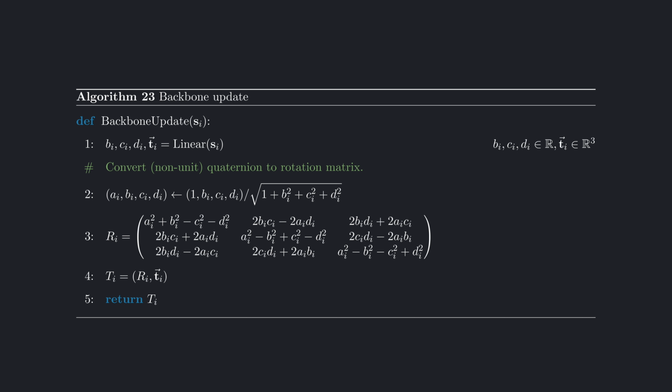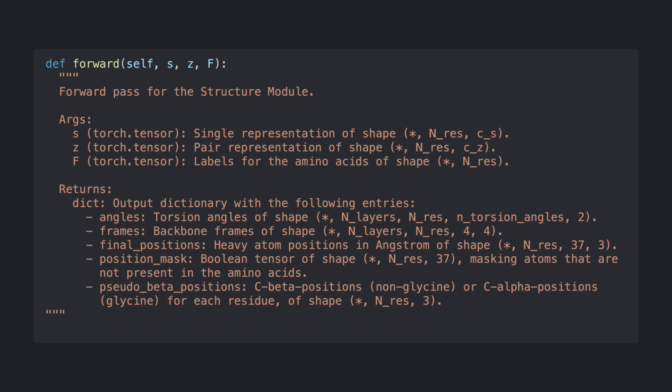With this, we have all the modules that we need for the structure module. It's the last part of AlphaFold, so it's also responsible for gathering all the outputs we need. Concretely, it returns 5 values: the torsion angles, the backbone transforms, the final positions of all heavy atoms, the mask which atoms are actually present in the amino acids, and the pseudo-beta positions. The pseudo-beta positions are used by the recycling embedder for the next iteration of AlphaFold, and they are the positions of the beta C atom except for the amino acid glycine, which lacks a sidechain. For glycine, it's the alpha C atom.